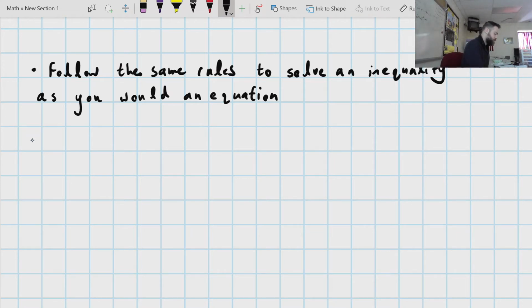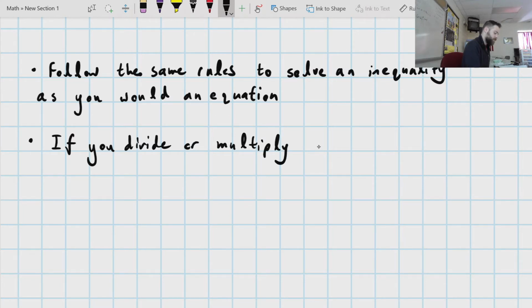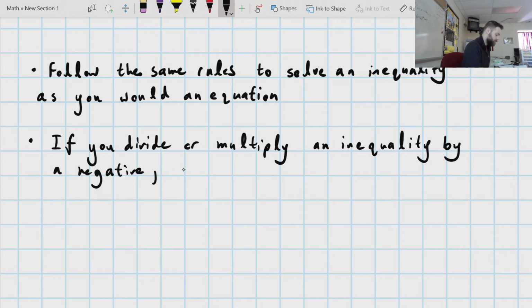And then the next thing that I wanted to say is you want to make sure that if you divide or multiply an inequality by a negative, then the inequality must flip.